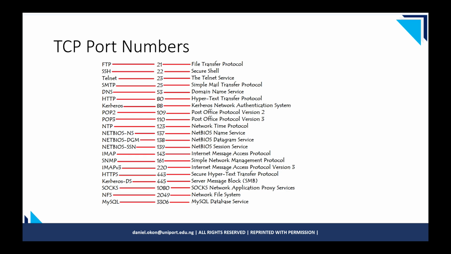The rest of them, we don't really need them. We'll need them much later, when we learn of IMAP, SNMP, and so on and so forth. Now, we have unsecure browsing and secure browsing. For browsing securely on the internet, we use the number 443.